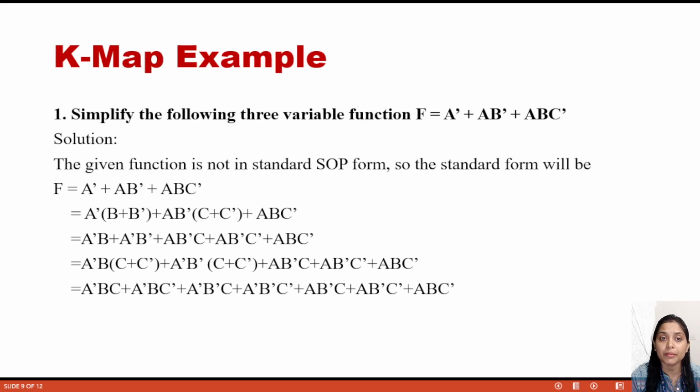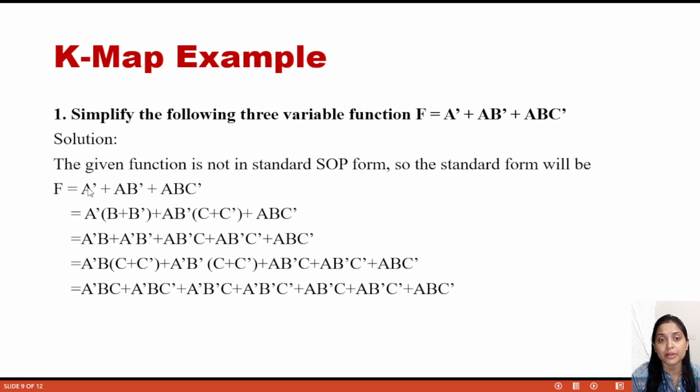Now I am coming to the example: simplify the following 3 variable function, A bar plus A B bar plus A B C bar. You cannot start any expression or Karnaugh map in this way. We can easily see there are 3 variables, A, B, C. But in the first term, B and C are missing, and in the second term, C is missing. So in this way you cannot start.